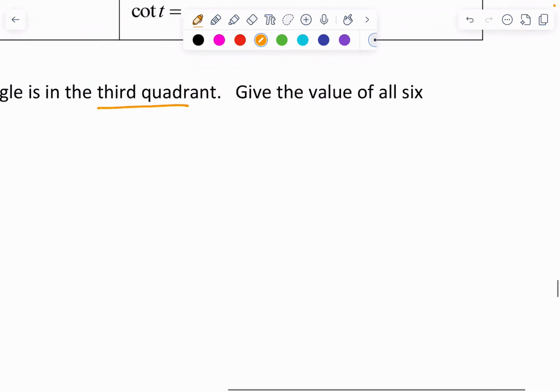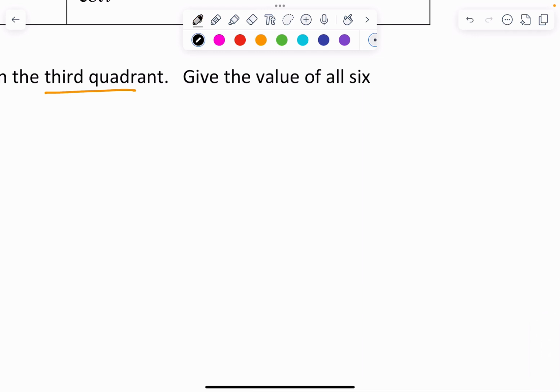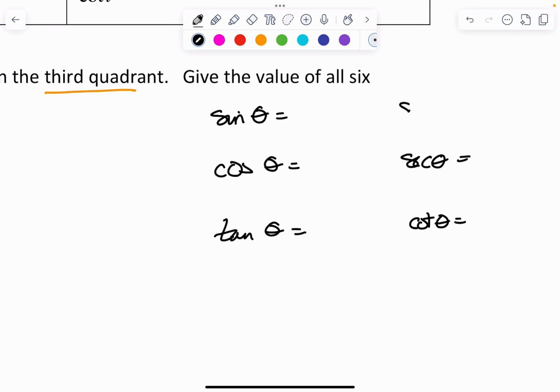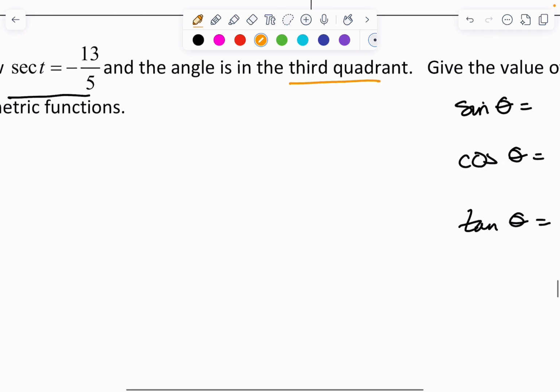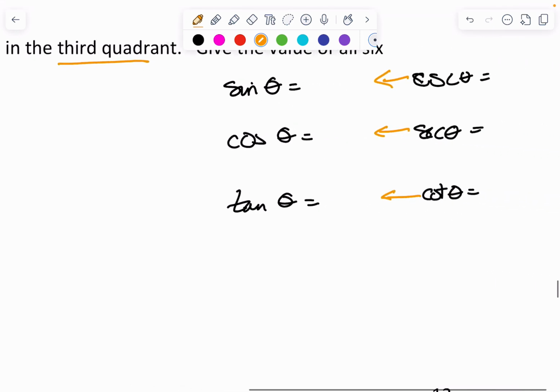So first thing I'm going to do, I'm just going to start off with a table. I did that in the other ones. Sine of theta equals, cosine of theta equals, tangent of theta equals, and then I'm going to come over here, cotangent of theta, secant of theta, cosecant of theta. Part of why I like to do this is I have them now in their reciprocal pairs. By putting them in their reciprocal pairs, that makes it nice because then I know one, which is secant, which is negative 13 over 5, and I know another.